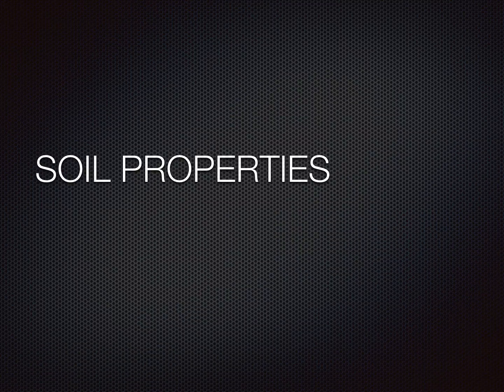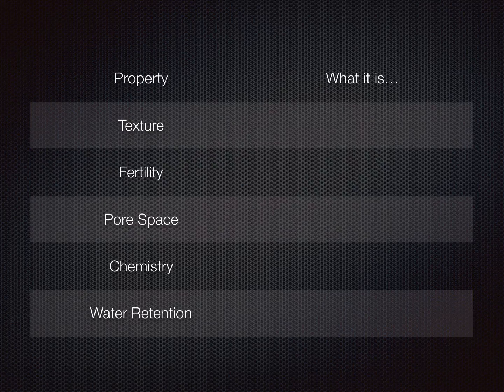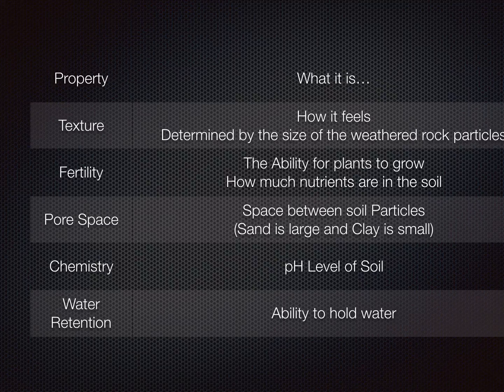Like you learned about in your key vocab, soil has properties. Physical properties are things used to describe, classify, and organize things. We do this with people all the time. We talk about their hair color, their eye color, how tall and how short they are. Soil has properties too. Here's five of them: texture, fertility, pore space, chemistry, and water retention. In short, we're going back over your vocab from yesterday.